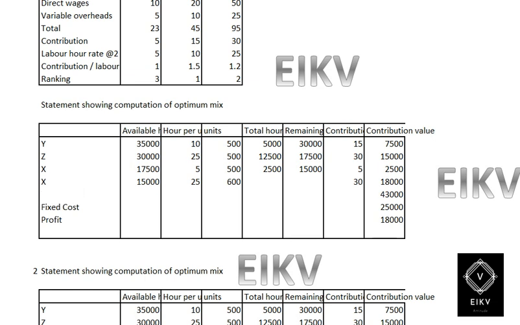So for the computation of X, we have the hours per unit as 5. So 5 into 500 units will give 2,500 hours. Therefore the remaining hours are 15,000 hours. So the remaining hours, as per the illustration, should be used for the production of product Z.